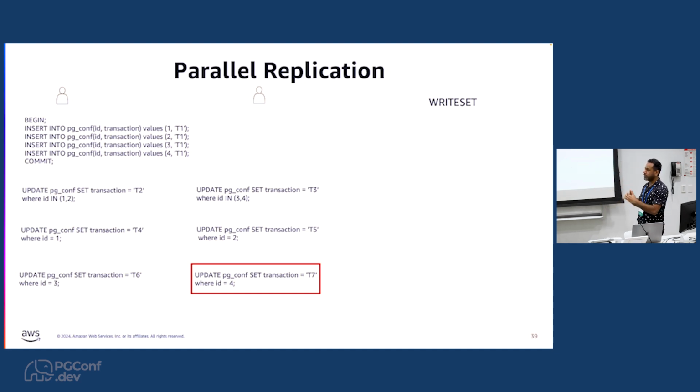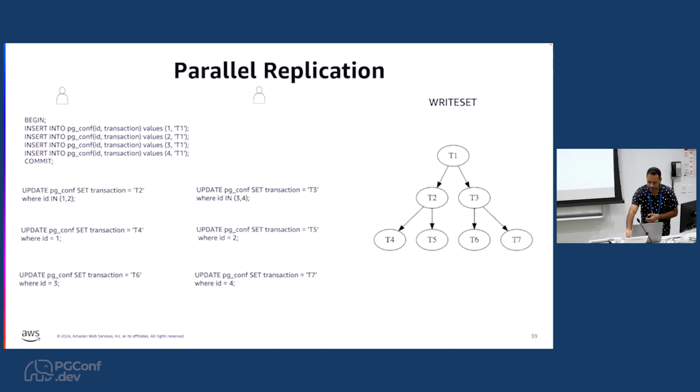So MySQL is going to encode this dependency information in the binary log. What the replica will do is create this dependency graph. So T1 has to run first because it modified all the rows. After that, T2 and T3 can run in any order. T4 and T5 can run anytime after T2 in any order, and same for T6 and T7. So as we can see, this graph is not as deep as the commit order one. So this is the way to speed up replication in MySQL if your workload can benefit from it.